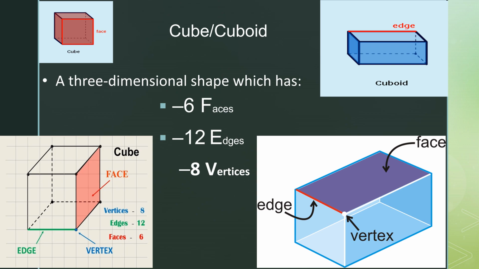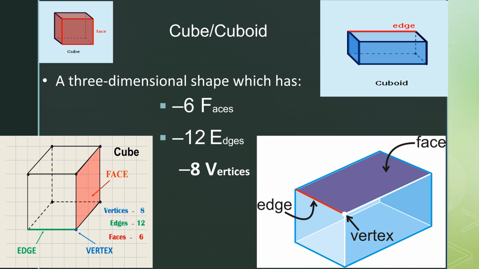So look at this. We have a cube. We also have a cuboid. These are 3-dimensional shapes. And for a cube and a cuboid, it has 6 faces. The only difference is that for a cube, all the faces are equal, while for a cuboid, all the faces are not. Okay, 6 faces. And we also have 12 edges. Remember that the line where two faces meet is called the edge. So we have 12 edges, just like I explained in the previous slide.